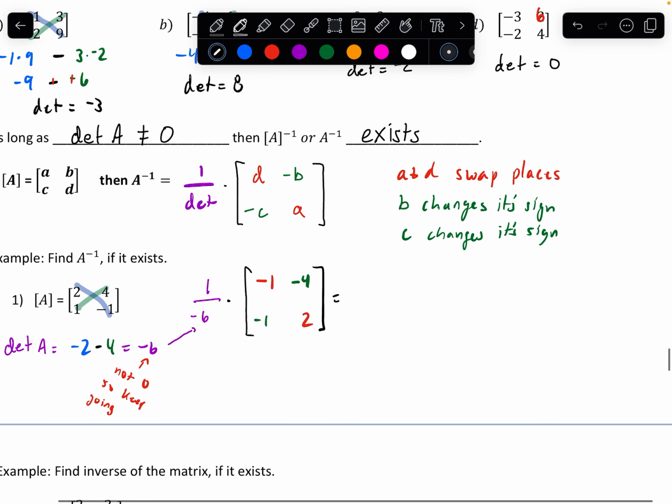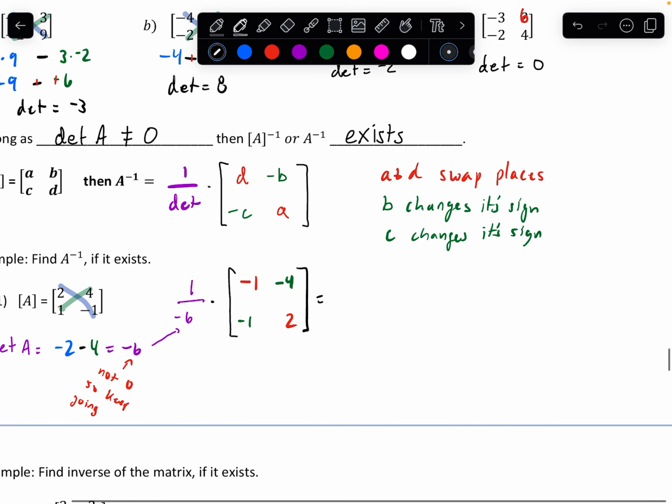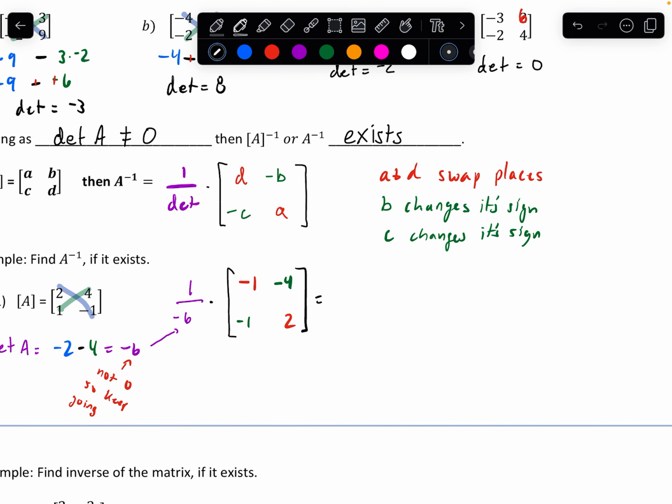I really suggest not using decimals or anything like that. It's going to make things messy. Just do the fractions. It's nothing crazy. -1 times -1/6. So I just want your sign here. Right? It's just 1/6. Same thing here. -1 times -1/6 is 1/6. -4 times -1/6 is -4/6. Or sorry, +4/6. Then 2 times -1/6 is -2/6.